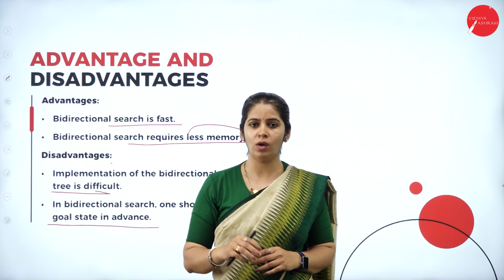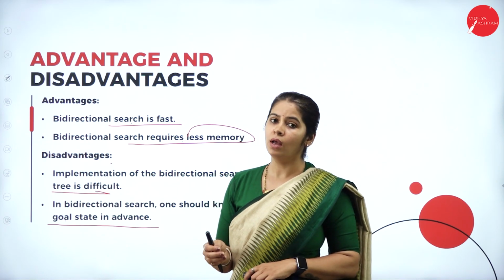I hope all of you are clear with all three types of searching algorithms: the uniform cost search algorithm, the iterative deepening depth first search algorithm, and the bidirectional search algorithm. So this completes the 6 types of uninformed searching algorithms. Thank you.